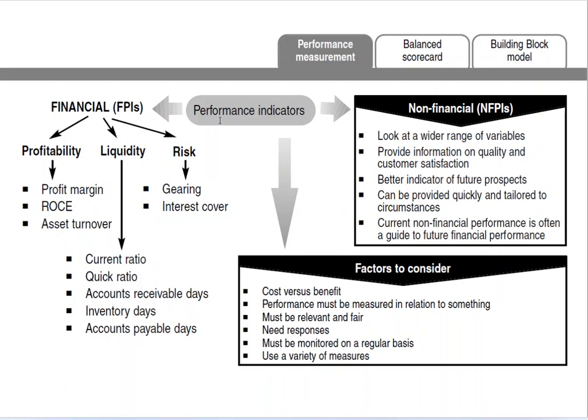Financial performance indicators are the ratios that you studied in F3 level, you studied them in F2, you are studying now in F5. So we had profitability ratios: profit margin, return on capital employed, asset turnover; liquidity ratios: current ratio, quick ratio, account receivable days, inventory days, and account payable days. And then we have risk: gearing and interest cover.